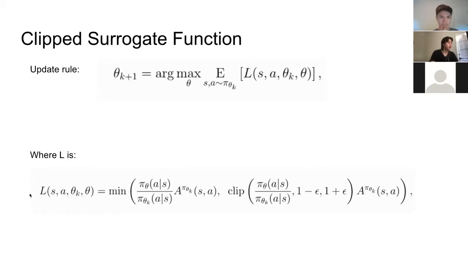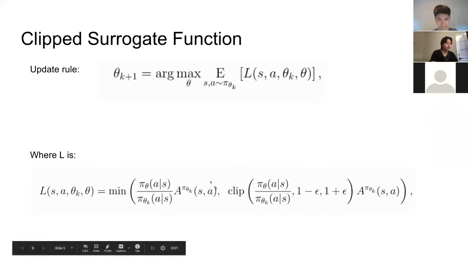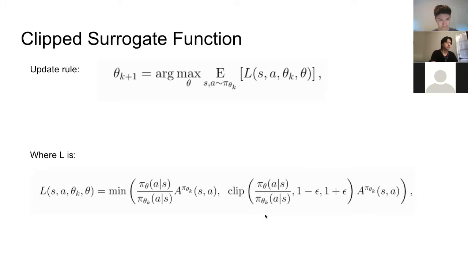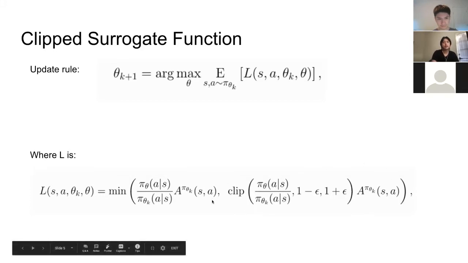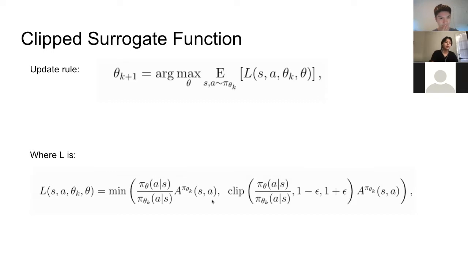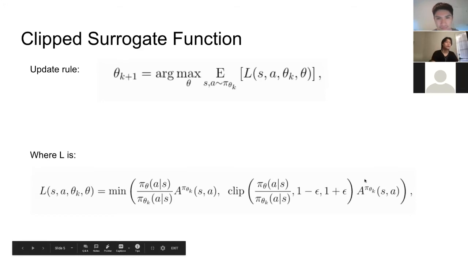And here is exactly how our performance function is defined. Our performance function, given a state, an action, the old set of parameters theta_k, and a new set of parameters theta, is equal to the minimum of these two things right here. And these two things are what we call our surrogates. A surrogate in English, as we might think of it, is like a substitute, right? It's like something we put in place of something else. And depending on which one is smaller, that one is going to be the surrogate of our entire performance function.